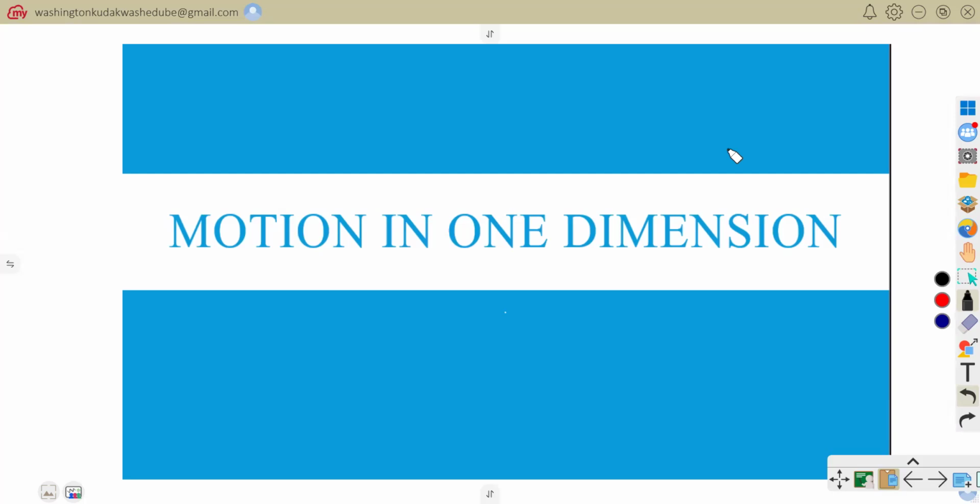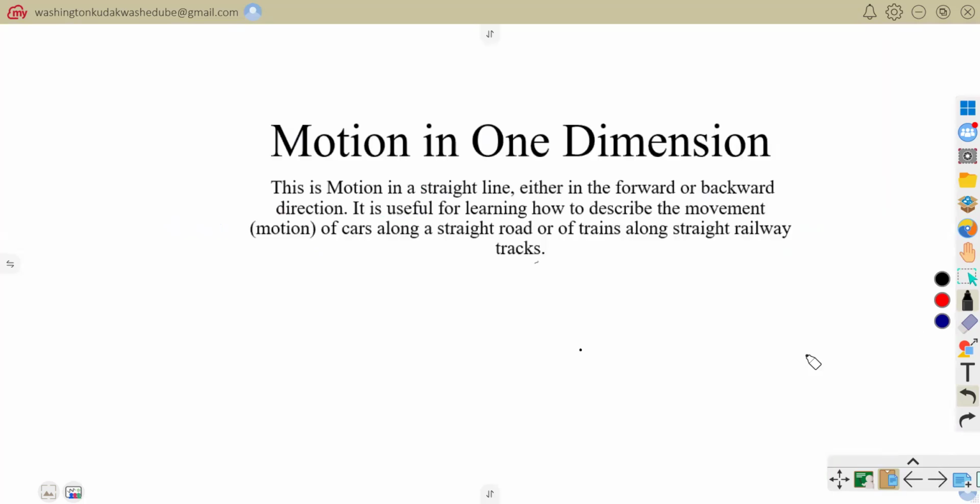Now we are on motion in one dimension, and after motion in one dimension we are going to go to mechanical energy. So that is what houses the broader topic, mechanics. So let's get started. We want to start by defining what is motion in one dimension. Motion in one dimension is just motion in a straight line. Either you are going forward or backwards, or sometimes you might be going up or down. That is motion in a straight line.